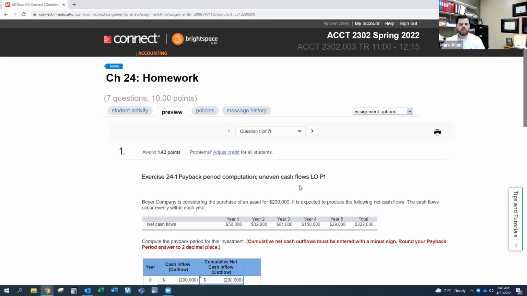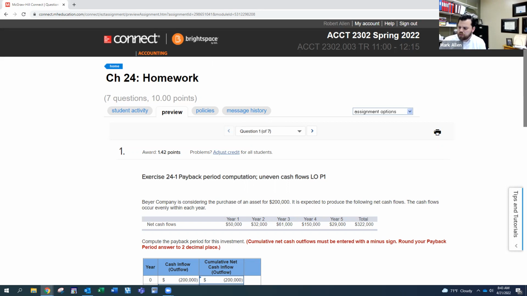All right, so today we're going to be here in chapter 24 of our McGraw-Hill Connect textbook, looking at the homework assignment. And in 24, we're looking primarily at some finance topics and some capital budgeting type issues. And so we're just going to go ahead and hop right on in.